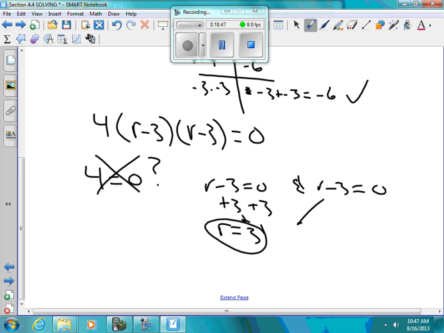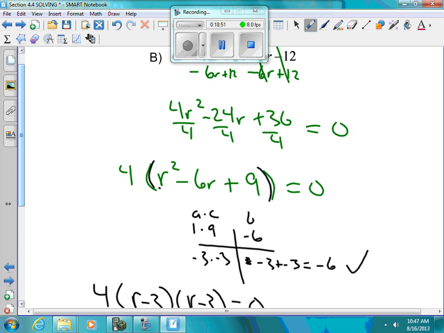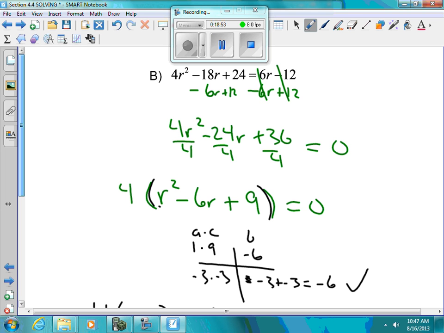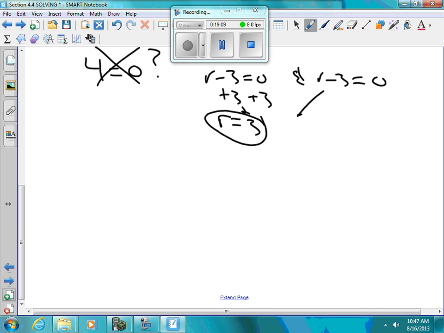Do you take my word for it? No, we plug it back in. We plug it back into the original equation. You plug it into 4 times 3 squared minus 18 times 3 plus 24. You're going to get a number. Plug it into 6r minus 12, get a number. If it's the same number on both sides, it should work. So let's do that right now just to practice it. What is he talking about?